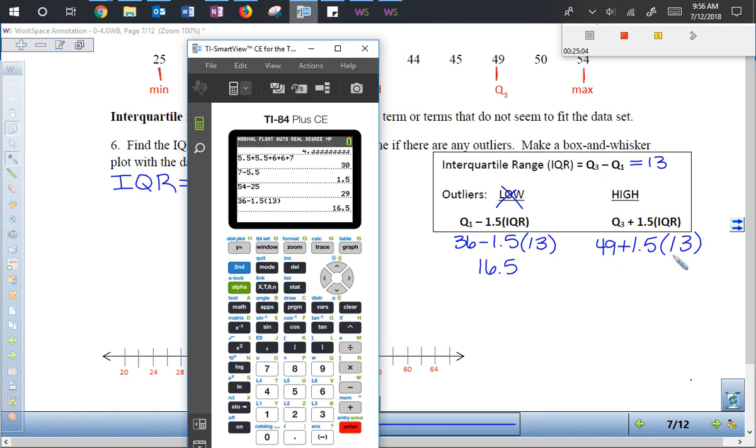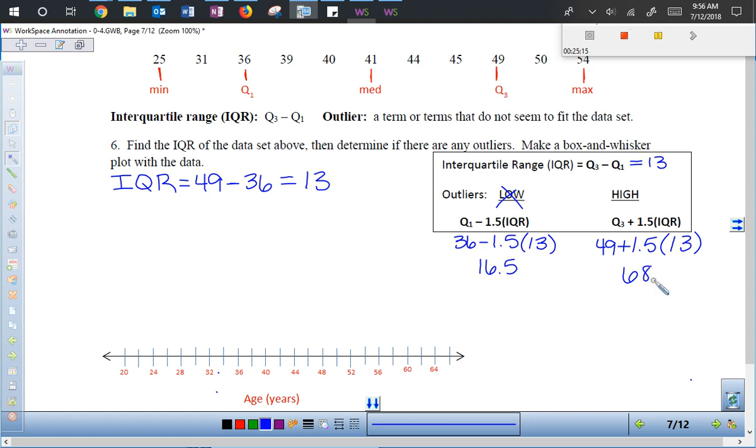So we can put that whole thing in our calculator again. So 49 plus 1.5 times 13, and we get a value of 68.5. So, since this is the high outliers, if we have any numbers larger than 68.5, that would be deemed a high outlier. Well, our largest number is 54, so we do not have any high outliers.